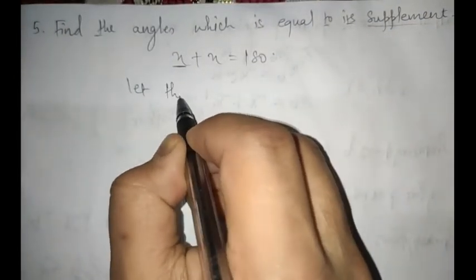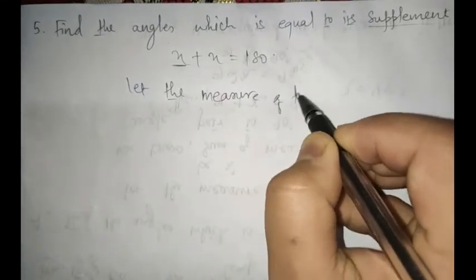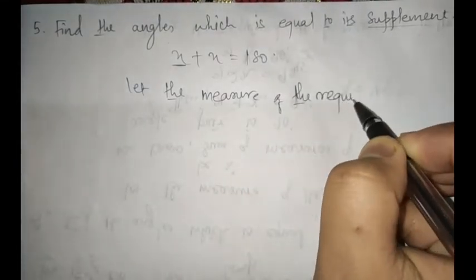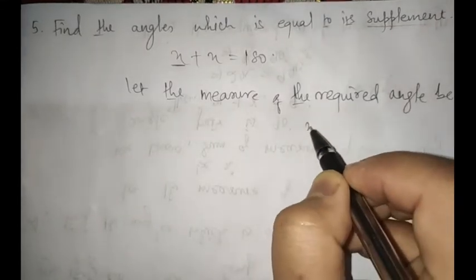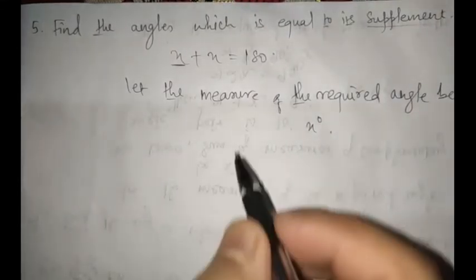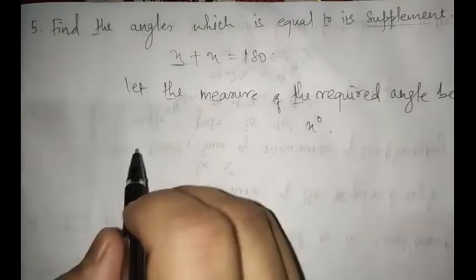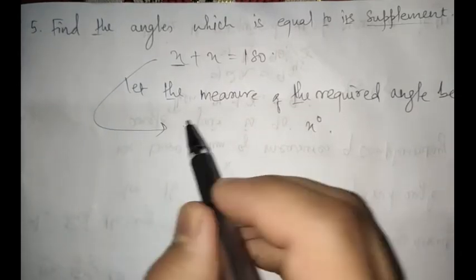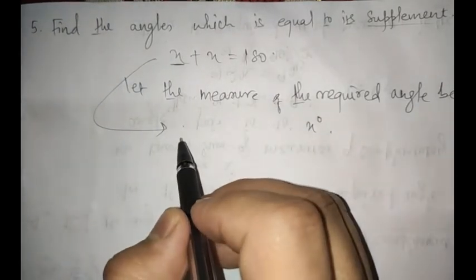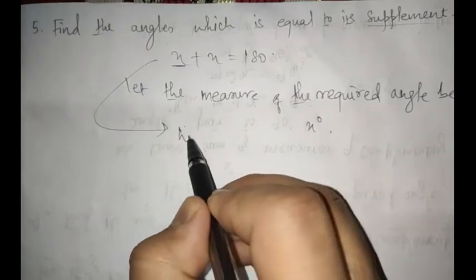just write this one, let the measure of the required angle be x degree. Alright, so we don't know one angle also, so we have to find that. Okay, so now this one we are going to write here. We know that in supplementary angles the sum of the pair of angles is 180 degrees, so you write that also, it will be better.